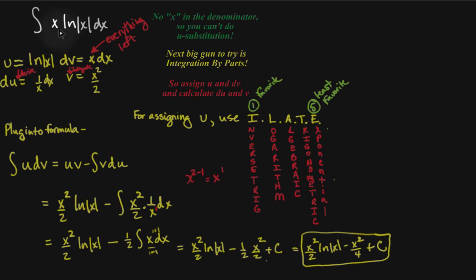Now don't let them fool you. Sometimes they won't even give you the x. It'll just be an ln x dx. Well, in that scenario, u still would be ln x, dv would just be dx, and the integral of dx is just x. All right? So they try to get you, but if you keep practicing these problems, you'll figure out that it's just a little game, and you can win that game.